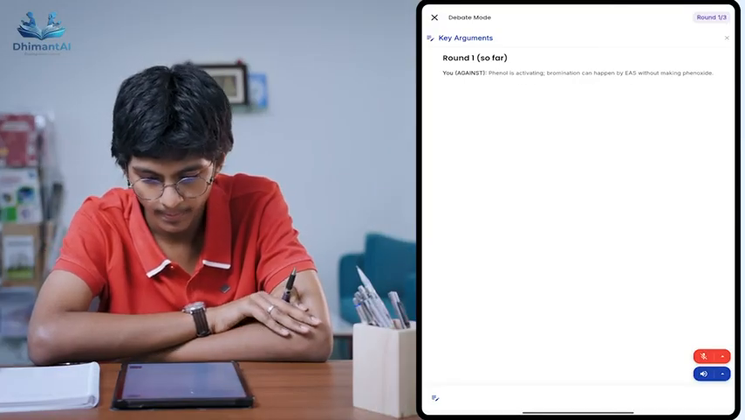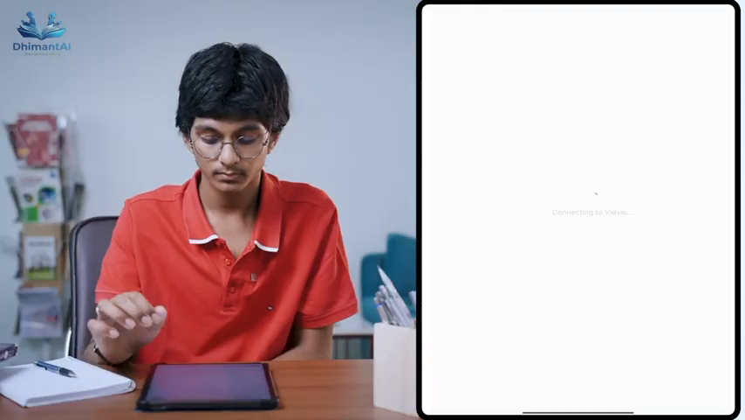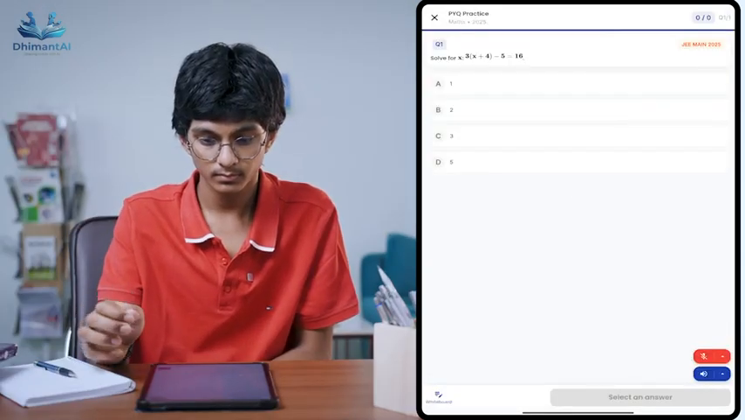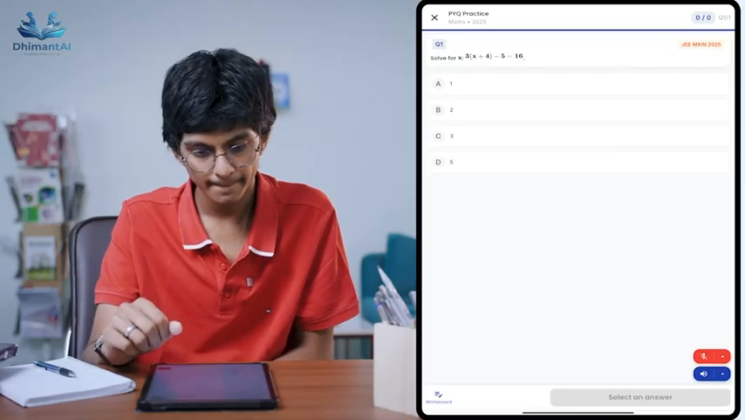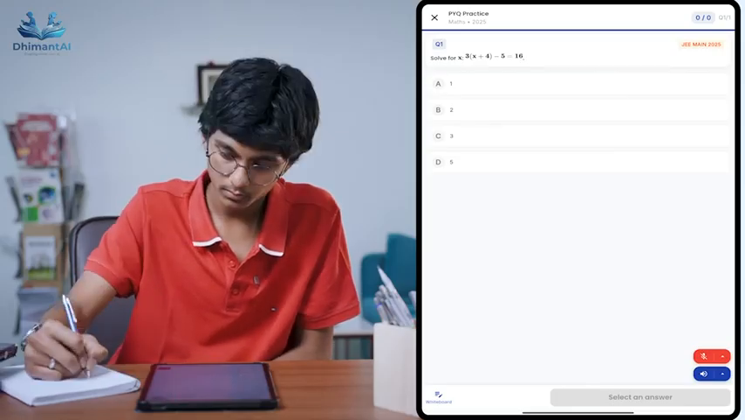Now he feels fully confident. To strengthen his preparation, he practices questions from previous year papers using practice mode.